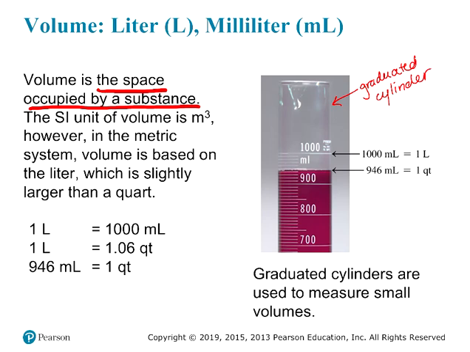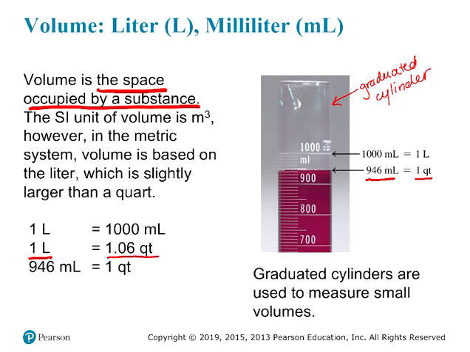Now if you're used to the US system or the English system, you might measure something in quarts, for instance. So 1 quart is equal to 946 milliliters. Now we can also convert quarts to liters. So over here we have that 1.06 quarts is equal to 1 liter. So they're sort of similar, they're just offset a little bit.